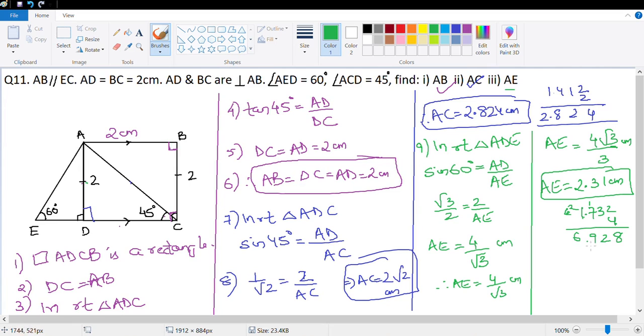So this is 6.928 divided by 3. So 6.928 divided by 3, 3 into 6, that gets cancelled, so 2, then 0.9, 3 gets cancelled, I have 2.309. So this is 2.31, or you could have also written it as 2.309 centimeter, whichever way you like. This is rounding it up to 2 decimal places.